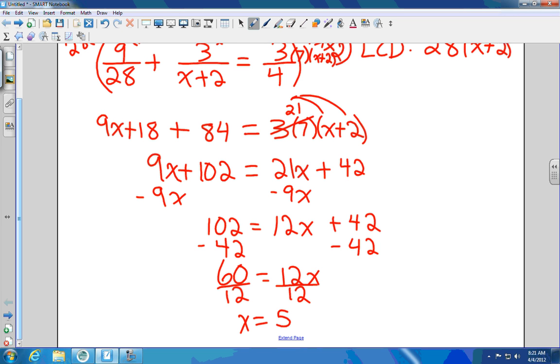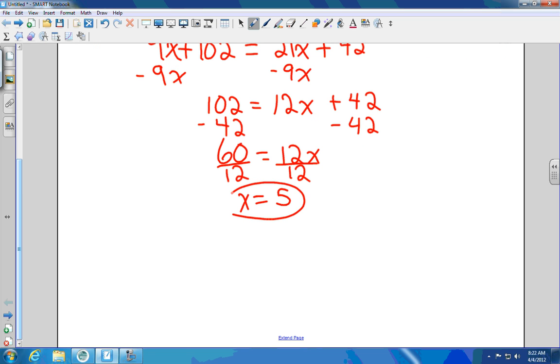What you do have to do, a final step on all these, is plug your answer into the bottoms and verify that you won't get 0 in any of those denominators. So we can't plug anything into those two. So if we plug a 5 in there, well, we get 0. So we're good. But you do have to check that every time. So x equals 5 is your answer.